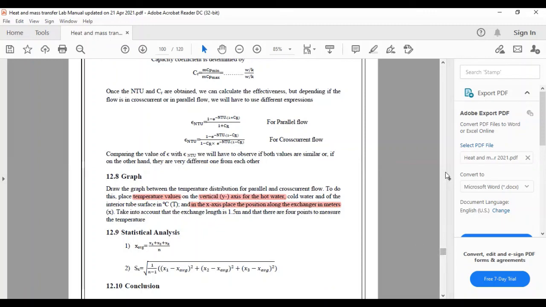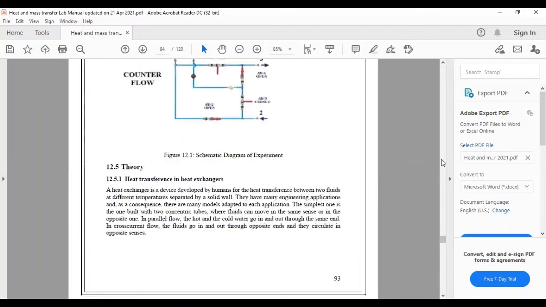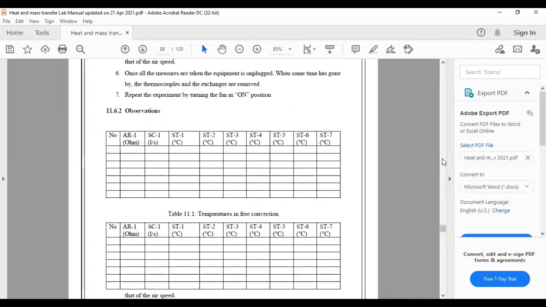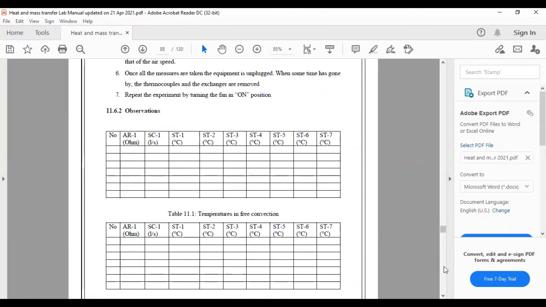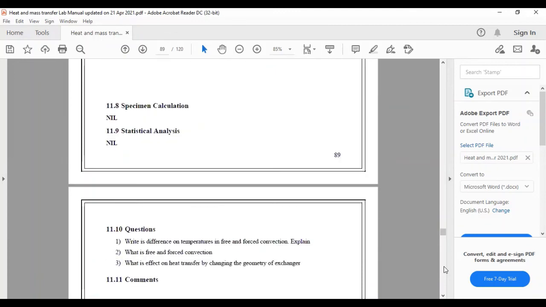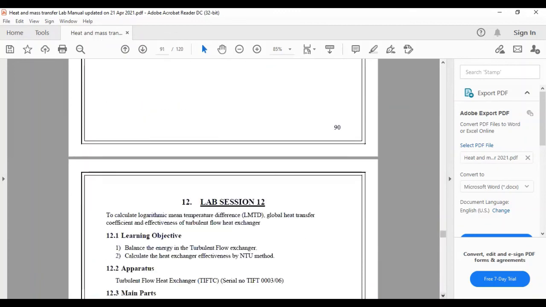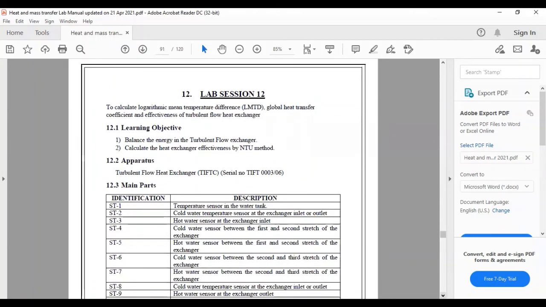So that was all about the experiment related to the turbulent flow heat exchanger. In the coming experiments, we will also use the other type of heat exchanger, and we will see the difference between them. Thank you very much for attending the session.